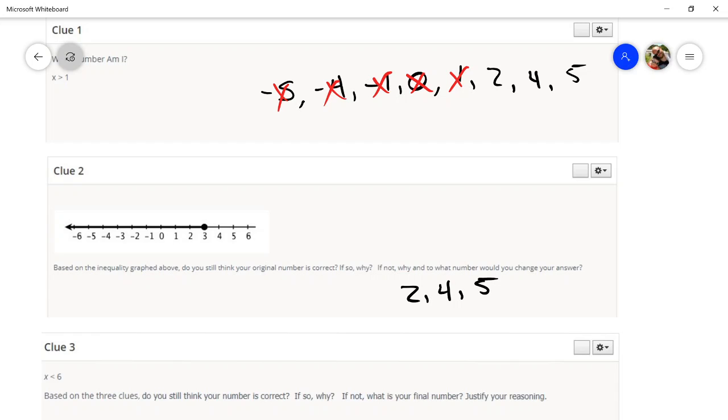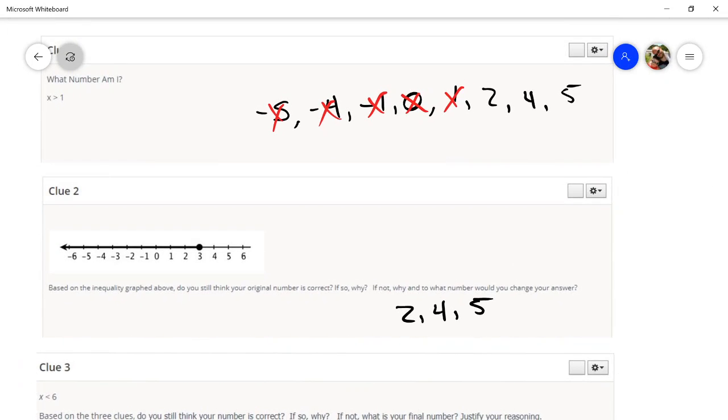Based on the inequality graphed above, do you still think your original number is correct? If so, why? If not, why? And to what number would you change your answer? Okay. So this inequality is, 3 is greater than or equal to, it's equal because that is solid. 3 is greater than or equal to, because that open arrow at the end just goes all the way down.